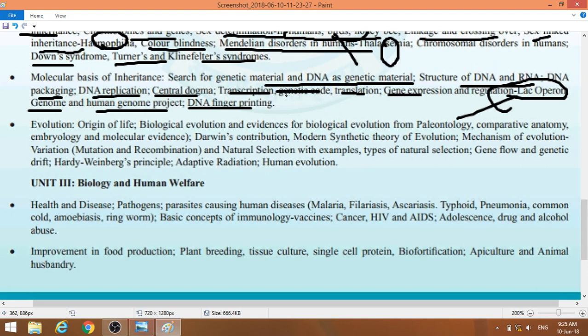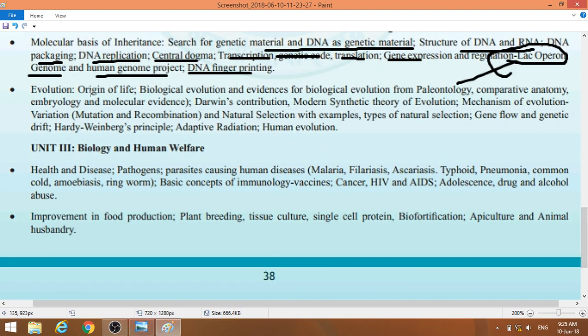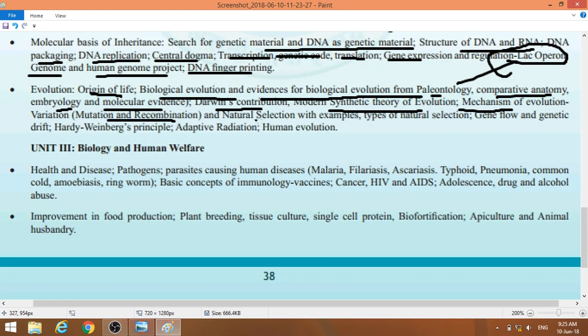That means every section is important, because questions often come randomly from every section. Evolution: origin of life, biological evolution and evidence for biological evolution from paleontology, comparative anatomy, embryology, molecular evidence, Darwin's contribution, modern synthetic theory of evolution, mechanism of evolution, variation, mutation, recombination, natural selection with examples, types of natural selection, gene flow and genetic drift, Hardy-Weinberg law, adaptive radiation, human evolution. There is a question from here that was homology based and analogy based.